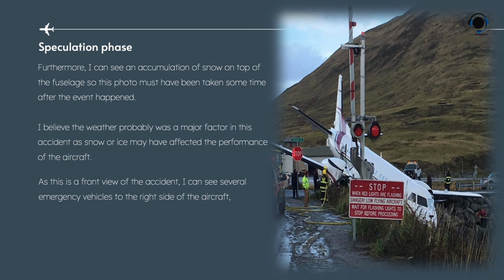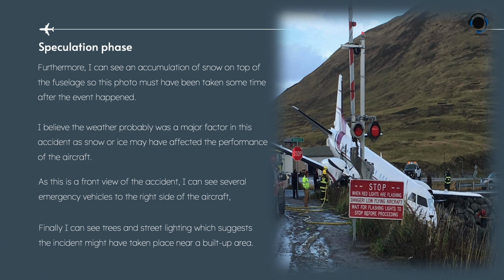As this is a front view of the accident, I can see several emergency vehicles to the right side of the aircraft. Finally, I can see trees and street lighting, which suggests the incident might have taken place near a built-up area.